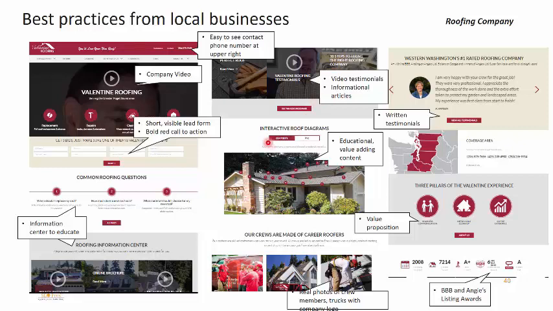Informational articles, interactive roof diagrams. Like you can look at these things. I think once you click on them and interact, you'll see different parts of the roof. I don't know what it is, but it sounds like composite versus PVC. You can click these and kind of interact, right? Interaction increases engagement. Good for SEO too.